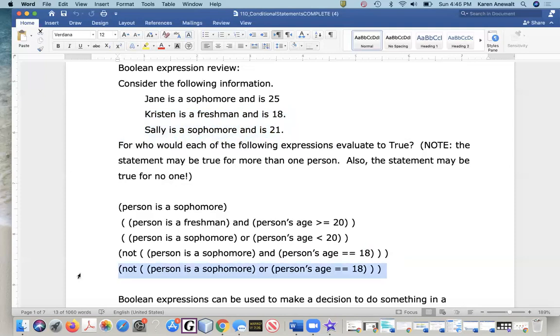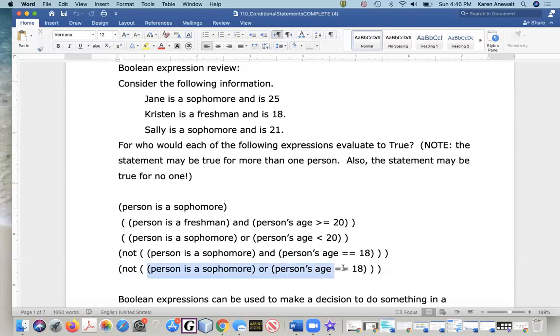Let's look at the final example, not of a person is a sophomore or the person's age is 18. This is kind of like saying, give me a true answer if the person's not a sophomore and the person's age is not equal to 18. Let's look at the inner sub-expression for Jane. So Jane is a sophomore. She's not 18. The inner sub-expression is going to be true because she meets one of the criteria. She is a sophomore. And then taking the inverse of that to get the final answer, we'll get a false.